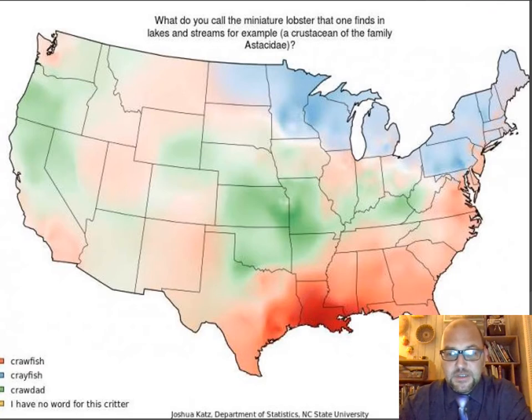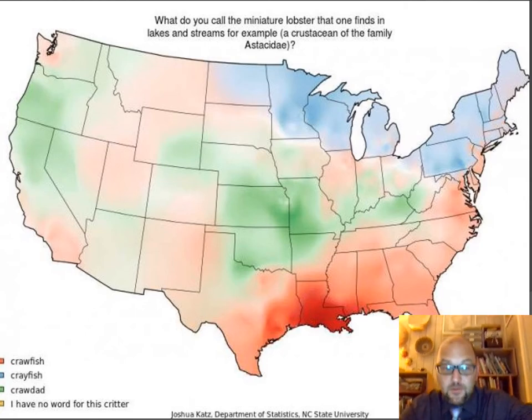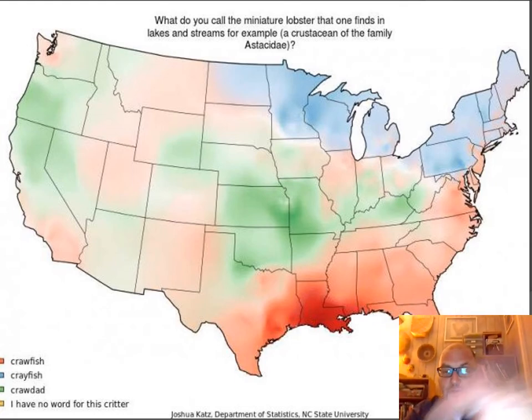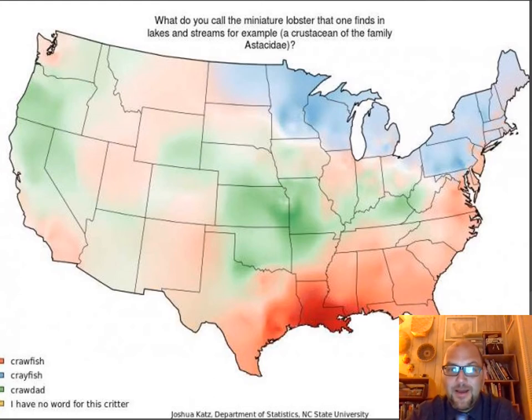Just to give you a few examples here, and I'll turn the video off on the next couple so that we can actually see Florida. What do you call those little miniature lobsters that you find in lakes and streams? It's a little crustacean. Well, if you're in the American South, you probably call them a crawfish. In the Midwest, you're more likely to say crawdad, whereas if you're in New England, you're more likely to say crayfish. And so different parts of the country call this thing something very different.